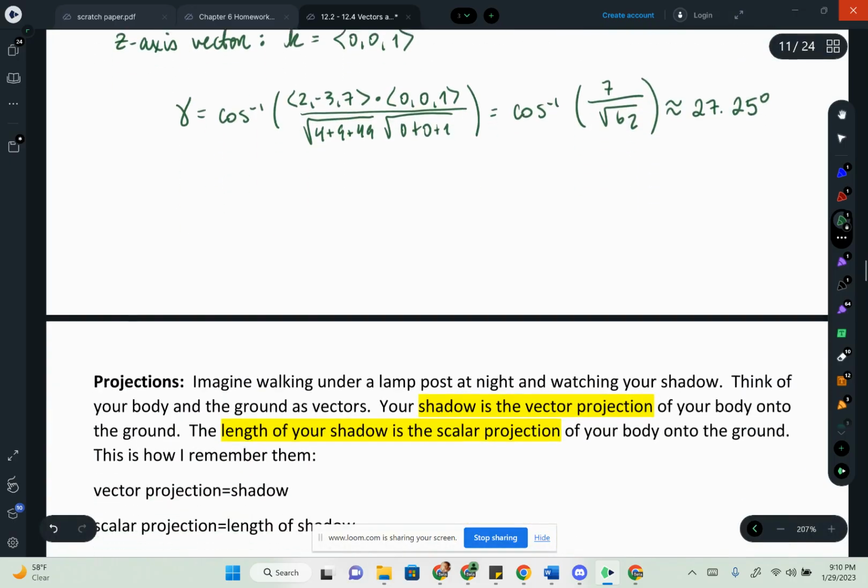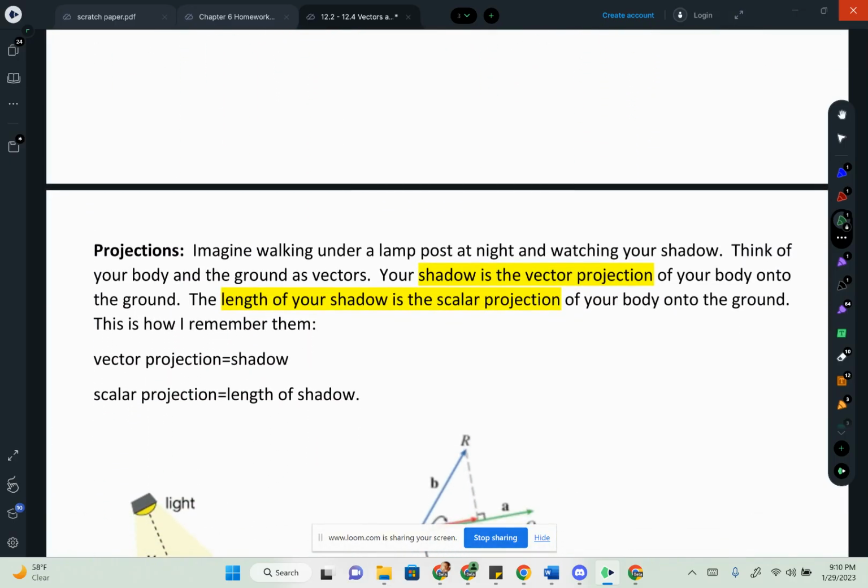All right. An application that we could see for these dot products, something that we can do with them, is they're called projections. And the way I like to think of projections is using this idea of walking under a lamppost at night and then watching your shadow. And if you think of your body and the ground as vectors, then your shadow is the vector projection of your body onto the ground. And if you think about it, as you walk away from a lamppost, your shadow gets super long, and then there comes a point where you're so far away that you don't see your shadow anymore.